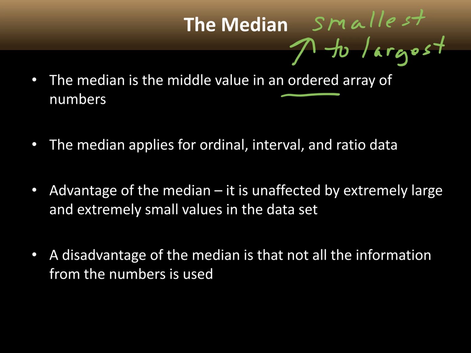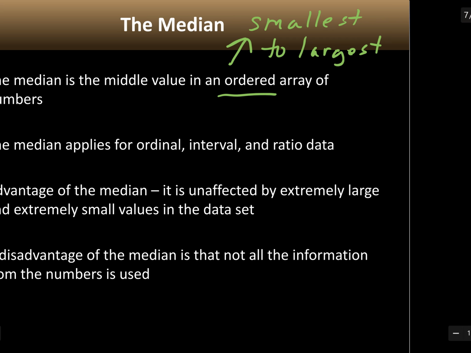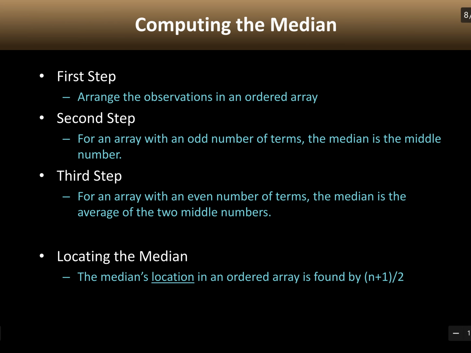And the advantage is it is unaffected by the extremely large and extremely small values like the mean is. And the reason for that is because the median is a position value, and that has a disadvantage. So the median does not take into consideration all of the values in the data set when it's calculated. It's like the mean does. It is instead just the position value, right? So that's the disadvantage. So how do we calculate the median?